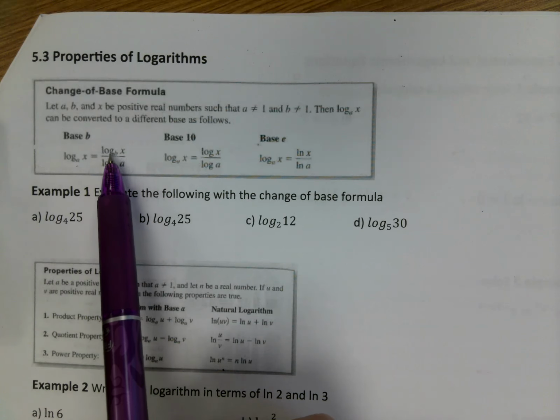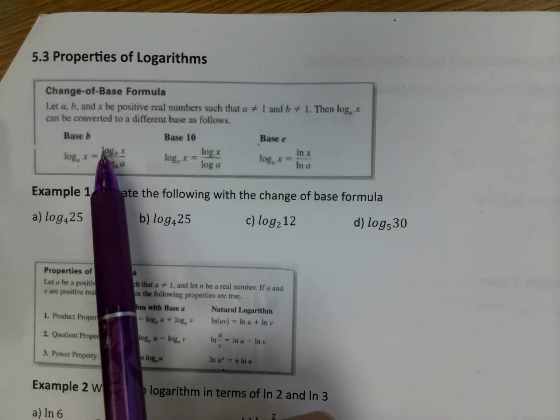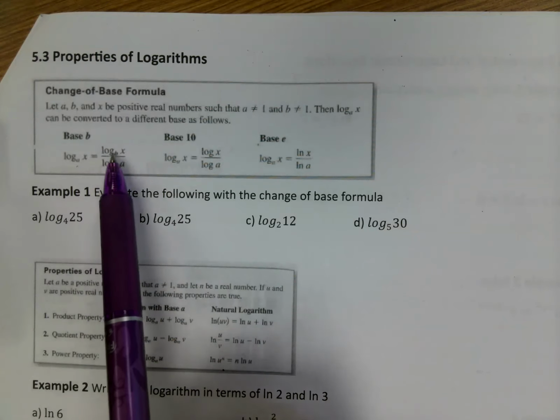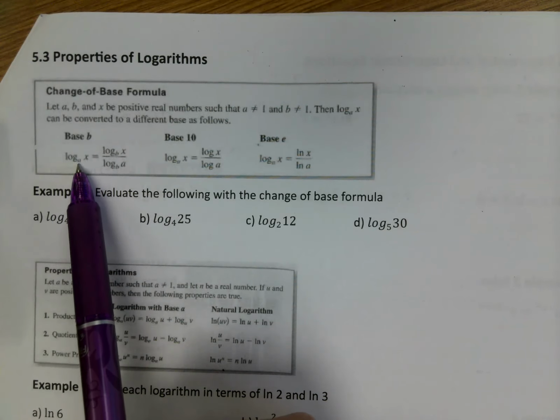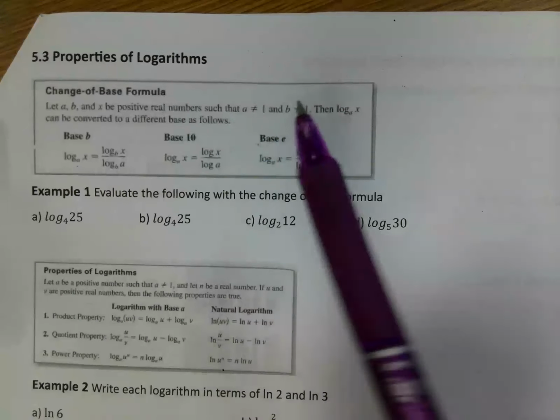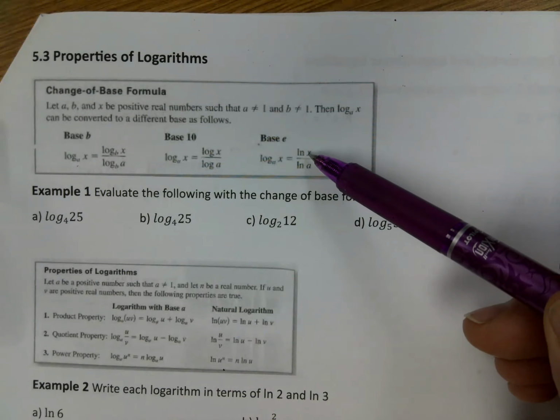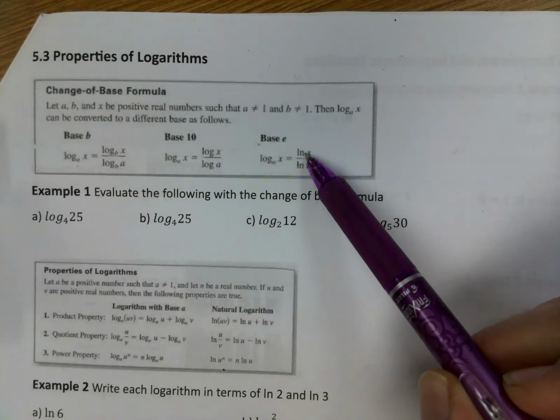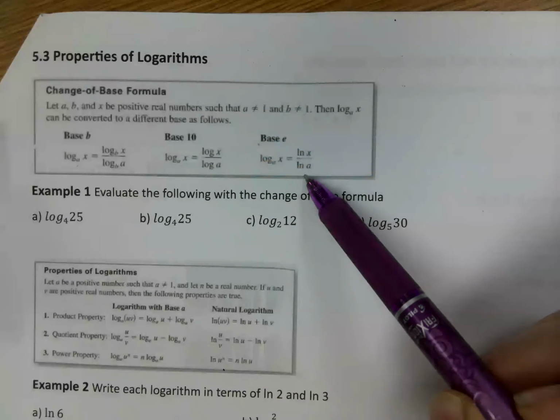As long as you have the same base on top and bottom, like so, you can take the log of the large number divided by the log of the base number. Now, this is true as long as the base that you're dividing by is the same. So if I had a log, I can use the natural log because both of these are base e.